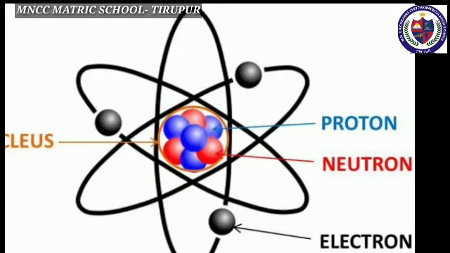Hi students, in the last chapter we have studied that anything around us is matter and is made up of molecules. The molecules are combinations of atoms of different elements or the same element. Today we are going to learn about atomic structure.